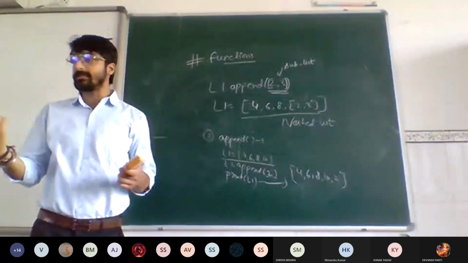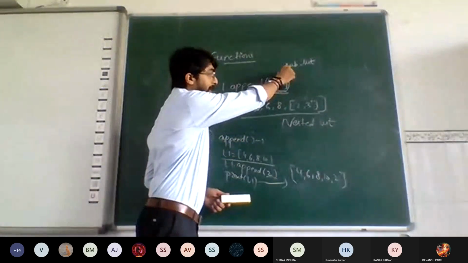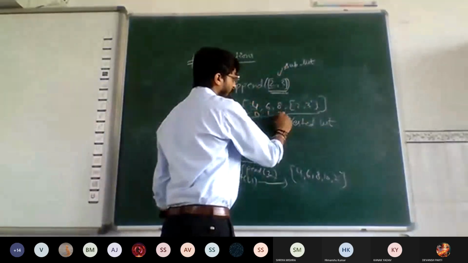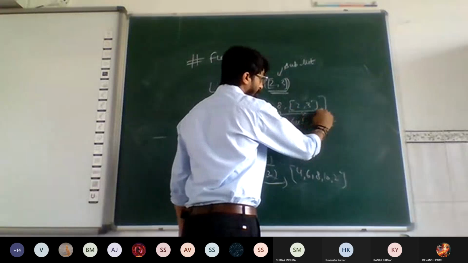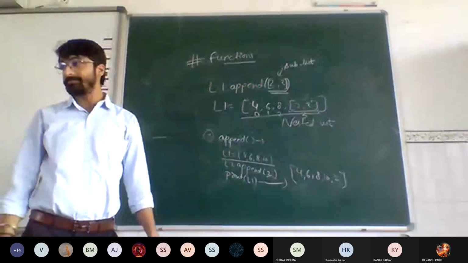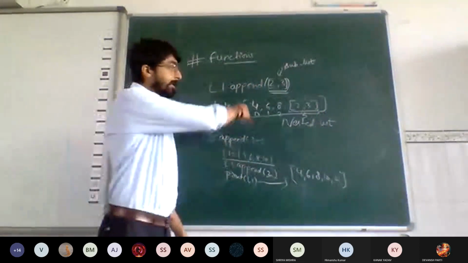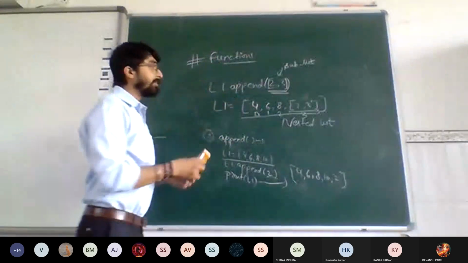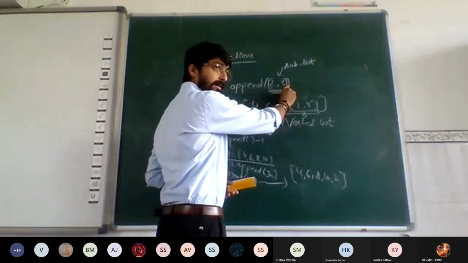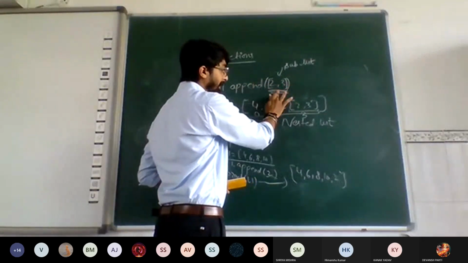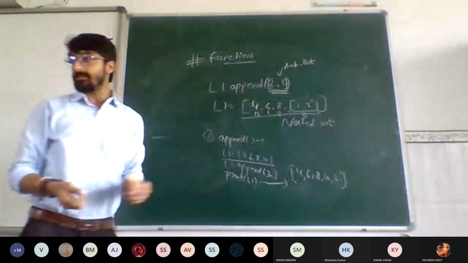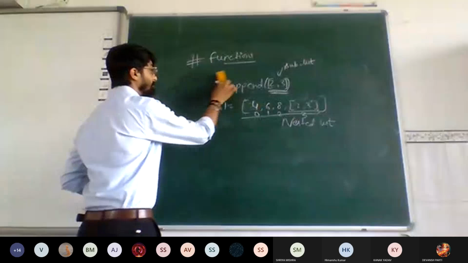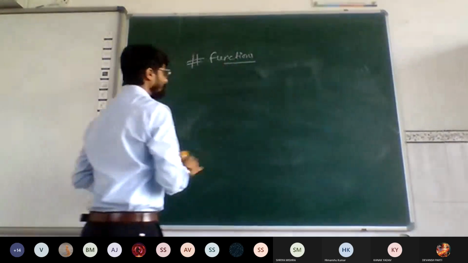If you are appending a list in a list, this list is known as a sublist, which will be added here. If I do the indexing of this, it is like 0, 1, 2, 3. This index 3 holds the whole sublist. We'll be going deeper into nested lists afterwards. But you just have to keep in mind, if you are using the append function and you are appending a list, then it will create a nested list.